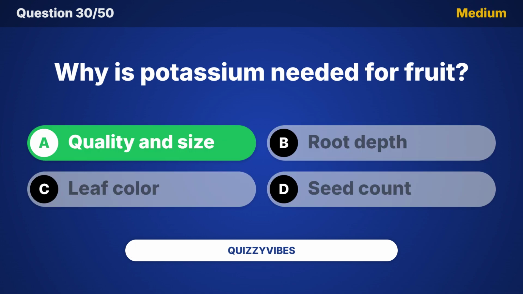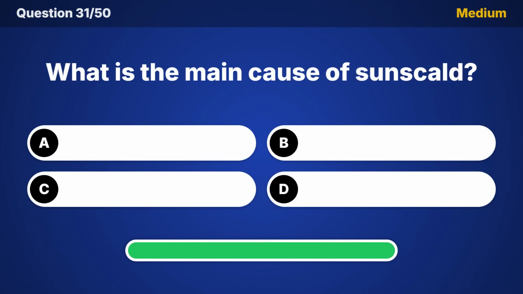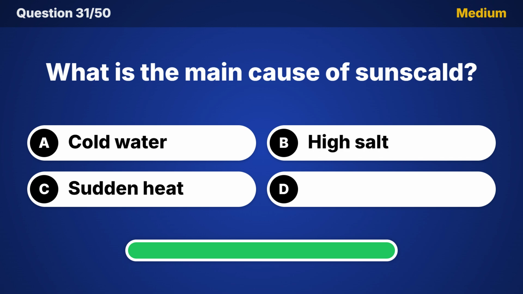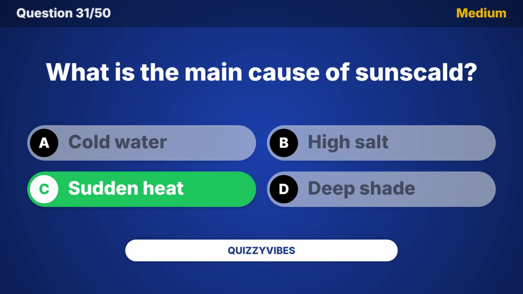And the answer is quality and size. What is the main cause of sun scald? The correct choice is sudden heat.